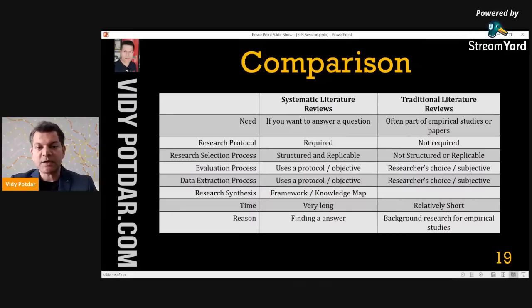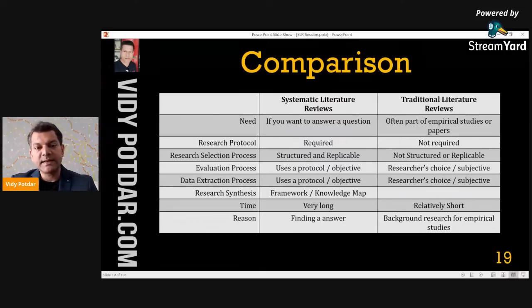Next is evaluation process. Evaluation process refers to how the articles that you have selected for your review are evaluated. In a systematic review, there is a defined process on how this is achieved, whereas in traditional reviews, there isn't. Similarly, data extraction process and research synthesis all have a process, a step-by-step guide that you have to follow while doing this.